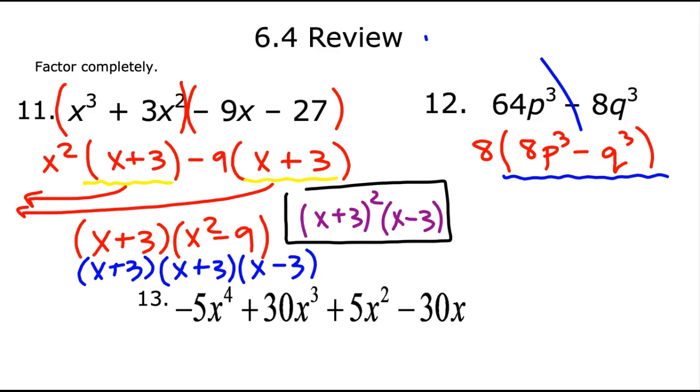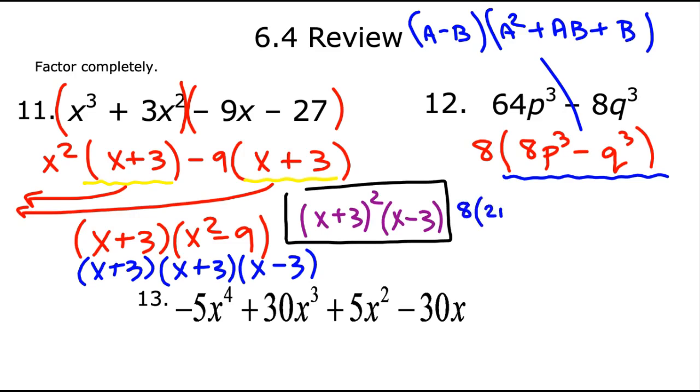So that one would follow a minus b times a squared minus ab plus b squared. Actually, it's a plus there. That identity, I'll have that for you on a test. So now your a in this case is 2p and your b is q. So this is going to be 8 times 2p minus q. And then the other part will be 2p squared, which is 4p squared, minus 2pq, plus, sorry, it's plus there, and then plus q squared.